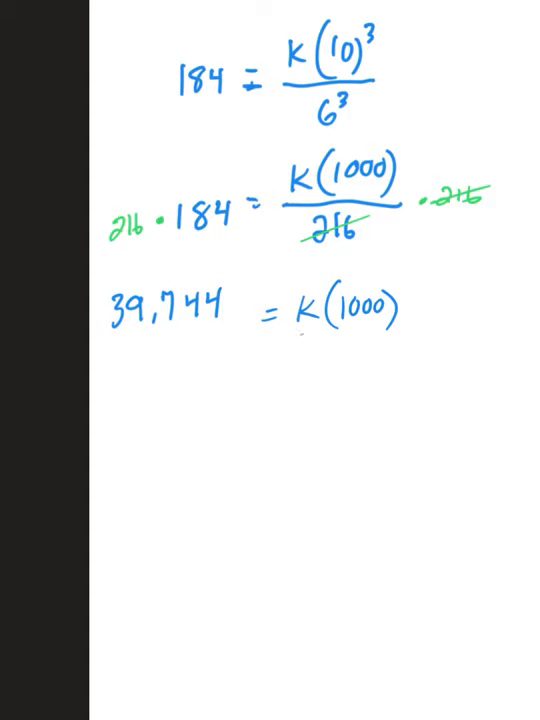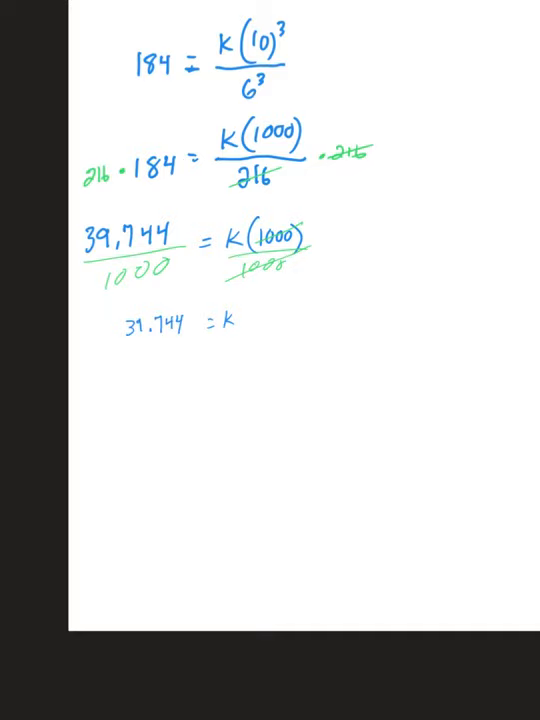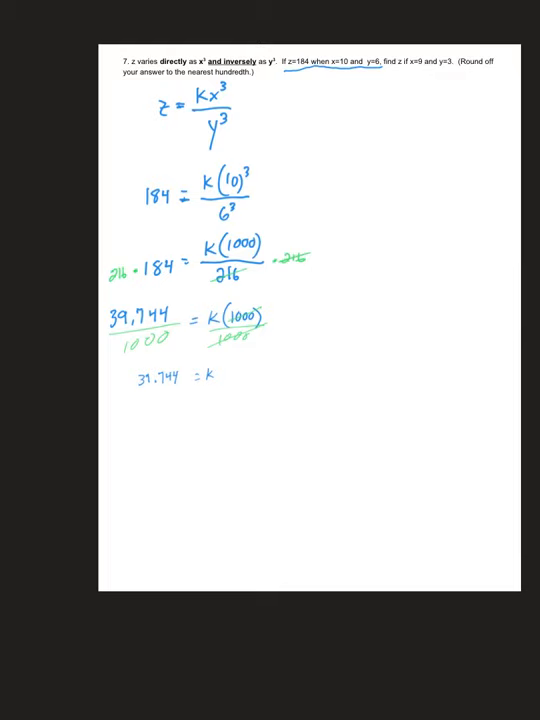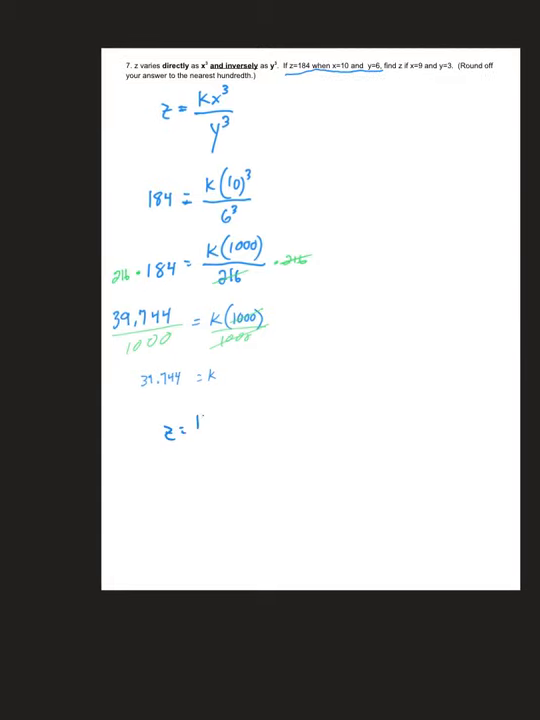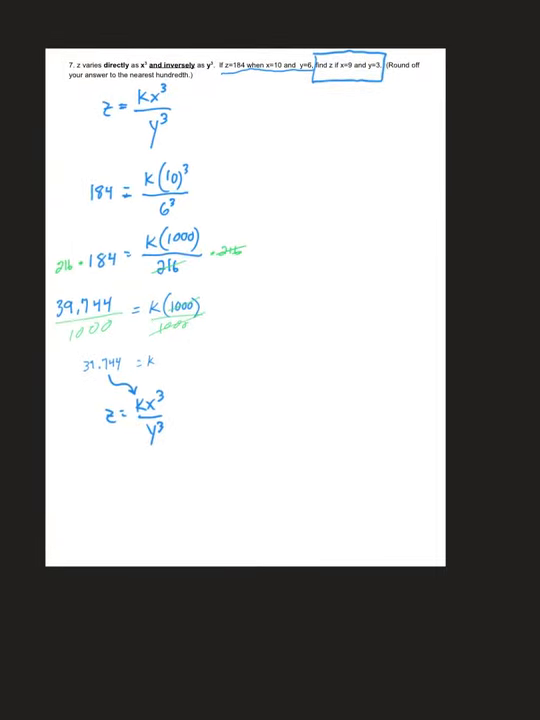We're going to divide by 1,000. That's going to get rid of the 1,000 on the right. Make sure you do that on both sides. K equals 39.744, and we're going to plug that into our original equation. Z equals k x cubed over y cubed, plugging that in now for k. And we're going to find z if x is 9 and y is 3.